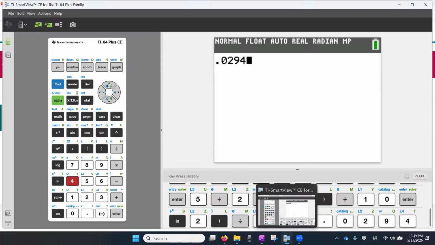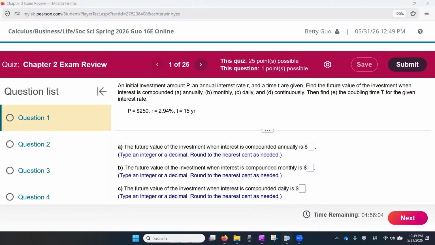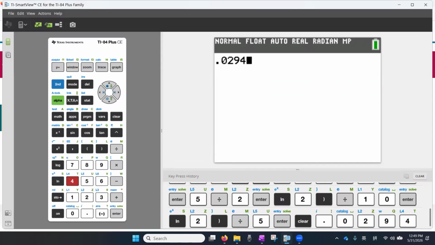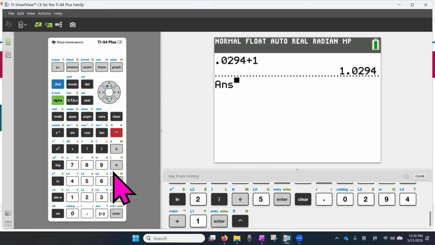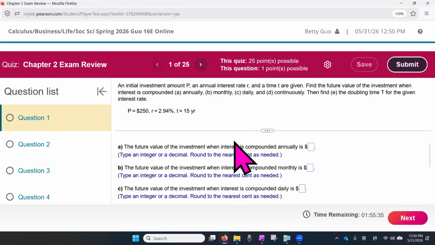So we start with the annual interest rate, 0.0294, and then I add 1 to it. Annual interest rate plus 1. What is that? That is the compounding factor. All right? And I'm going to raise the compounding factor to an exponent. And what is the exponent? The exponent is the number of times the interest is compounded over the lifetime. Over the 15 years, right?